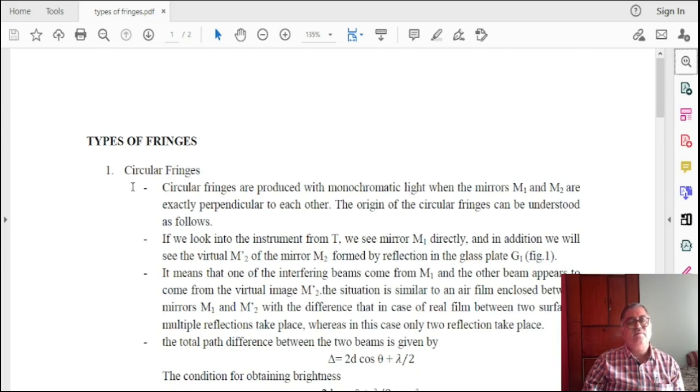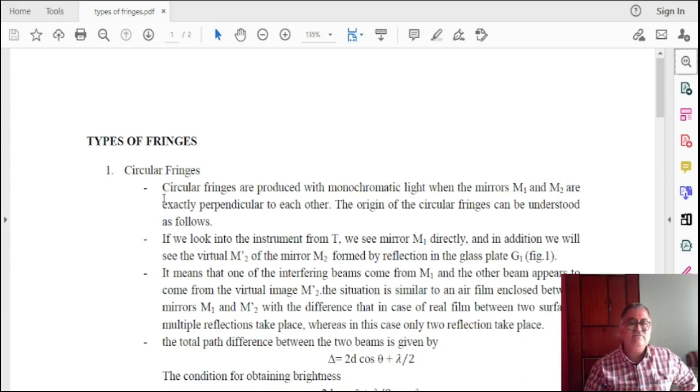First of all, we will see about circular fringes. By its name, circular, it indicates the fringes are circular. How are the circular fringes produced? When we are discussing the types of fringes, at that time you should remember the experimental arrangement of Michelson's interferometer. There are two mirrors, which we have to keep exactly perpendicular to each other, and there is a compensating plate. All these things you have to keep in mind. Then you will be able to understand the concept of these fringes.